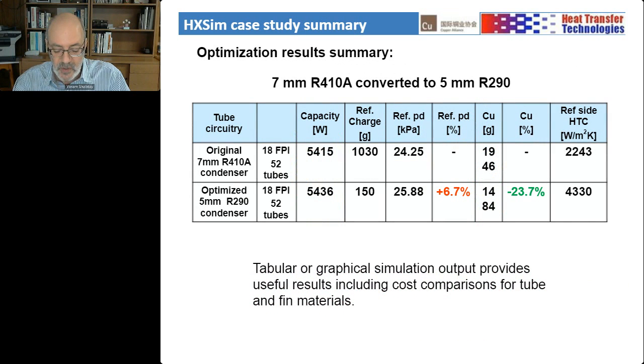Jumping to the results, for the same performance, the optimized heat exchanger uses only 150 grams of propane versus more than 1 kilogram of R410A. So there's a significant charge reduction. It has a slightly higher refrigerant pressure drop, about 6.7 more, but almost 24% less copper is used in the heat exchanger, which directly translates to a cost reduction.